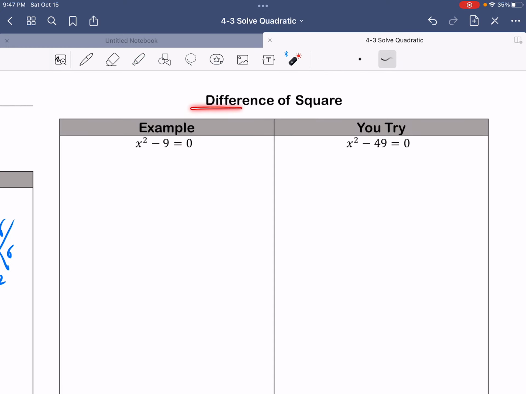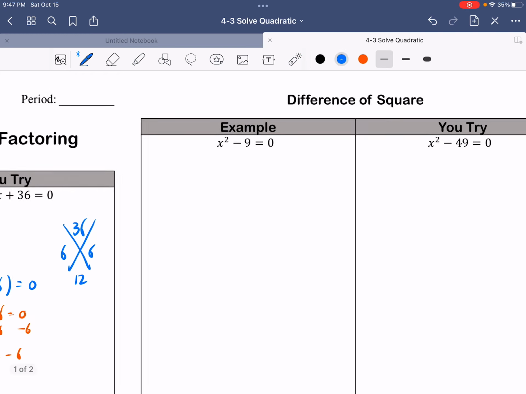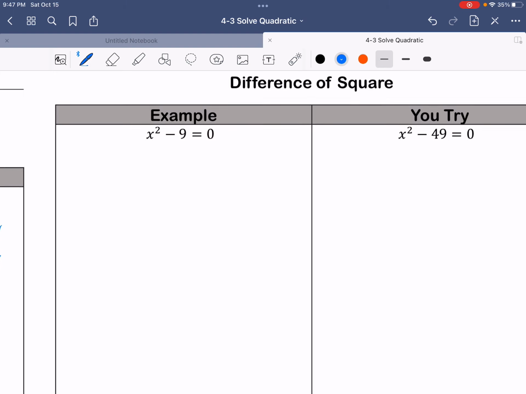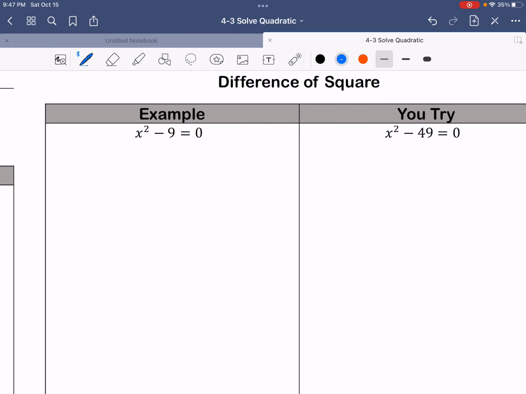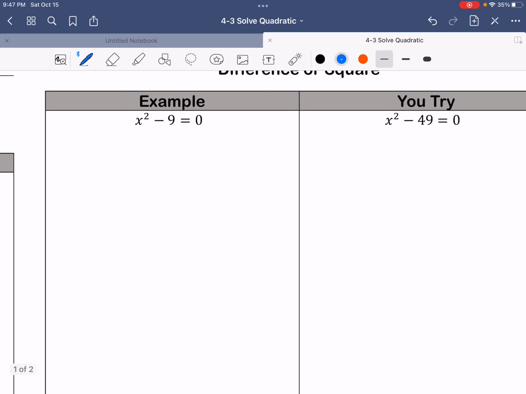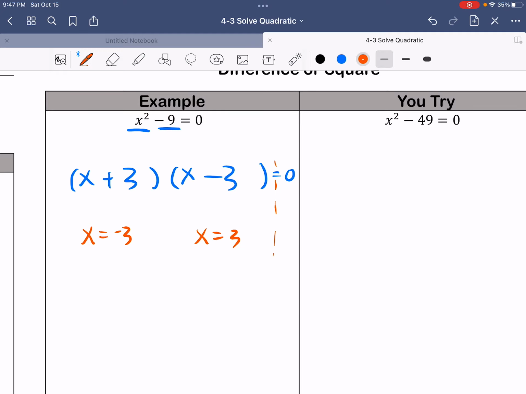Alright, how can I do this one? Difference of squares. x squared minus 9 and x squared minus 49. As I said, it's very easy, but because it is so easy, it's easy to forget. You just set up two parentheses. Signs should always be positive and negative. What can give you x squared? x times x. What can give you 9? 3 times 3. And that's equal to 0. Right? So x equals negative 3, x equals positive 3.